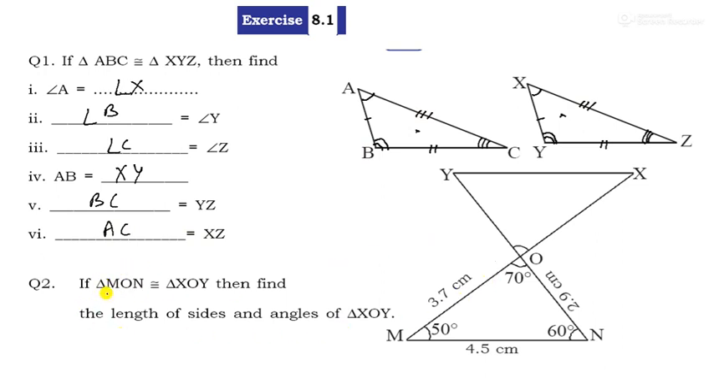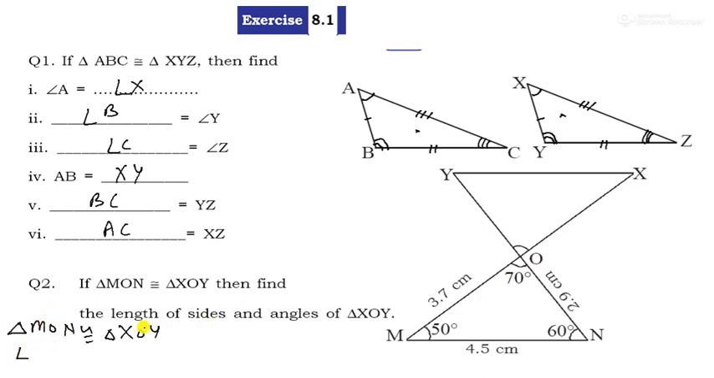Now come to this question. If triangle MON is congruent to triangle XOY, clear? Find the lengths of the sides and all the angles of this one. So how can we find them? Let us see here. Triangle MON is congruent to triangle XOY. Let us see here. Angle O, this one.